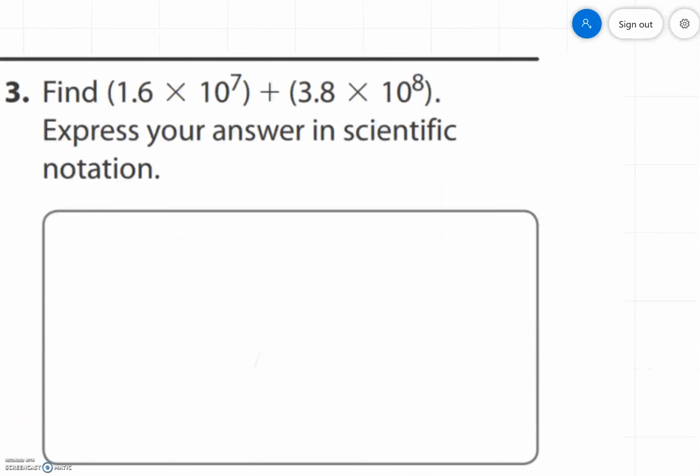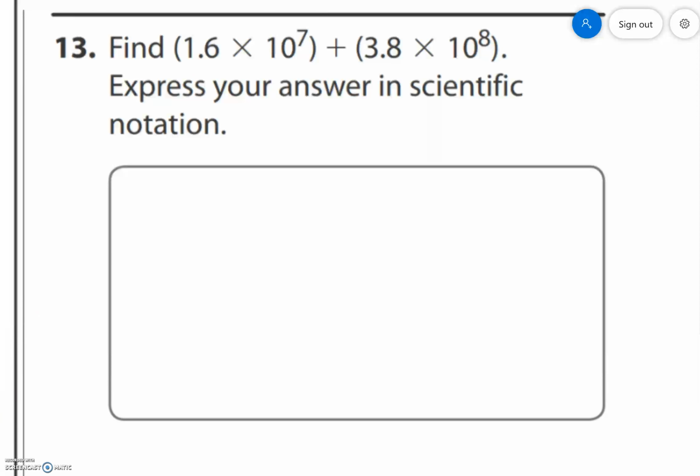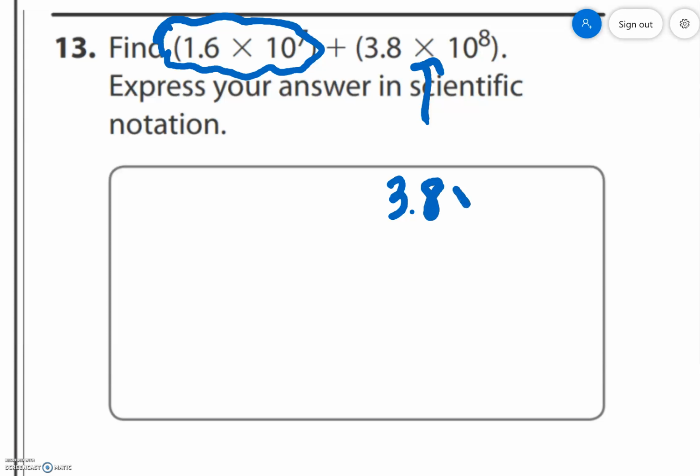And last but not least, find 1.6 times 10 to the 7th plus 3.8 times 10 to the 8th. Express your answer in scientific notation. When we add or subtract, we must have the same exponent, and these do not. You want to go with the lower exponent, so I'm going to keep this in my thought bubble. And I know I have to change this number. So I'm going to have it as 3.8 times something times 10 to the 7th, because that's what I originally want. Well, 10 to the 7th times 10 to the 1st equals 10 to the 8th.